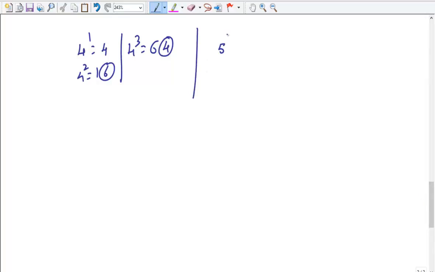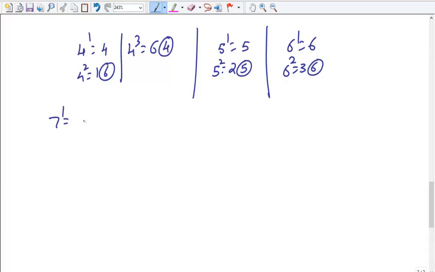So I do it for 5. 5 power 1 is 5. 5 square is 25, so that's 5. So it means that there is only one. 5 raised to any number, we're going to get 5 only. Let's take 6. 6 power 1 is 6. 6 square is 36, that is 6. So we're going to get only one term here.